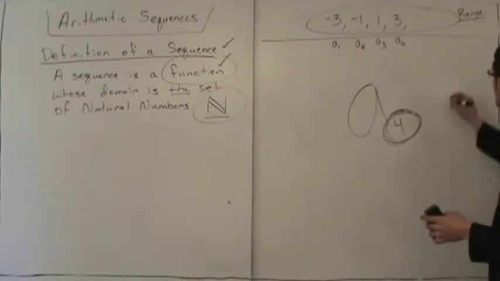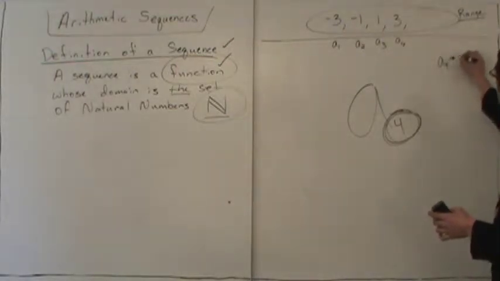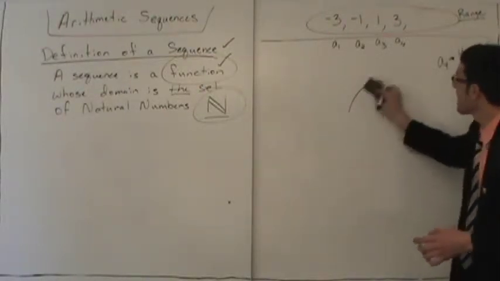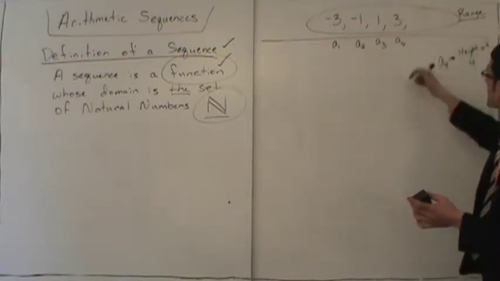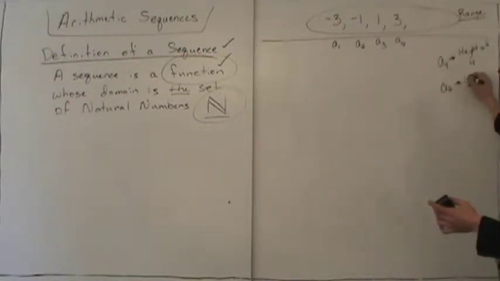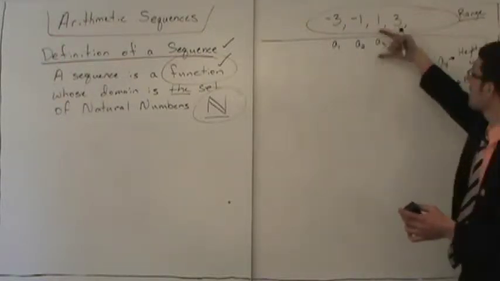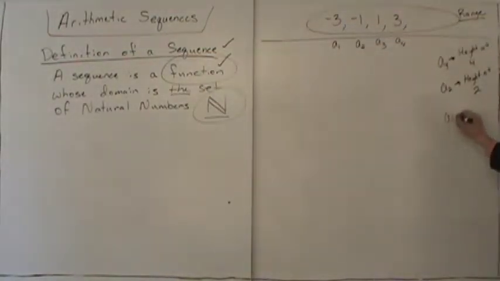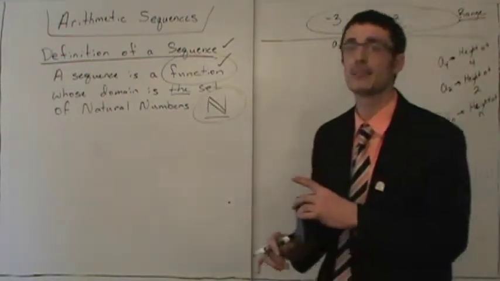More precisely, a sub 4, we're going to think of this as height at 4. So if I ask you, what is the height at 4? Height at 4 is 3. If I say a sub 2, what are we saying? Height at 2. So what is the height at 2? The height at 2 is negative 1. And what if I say a sub n? A sub n is the height at n. So a sub n is height at any number n.